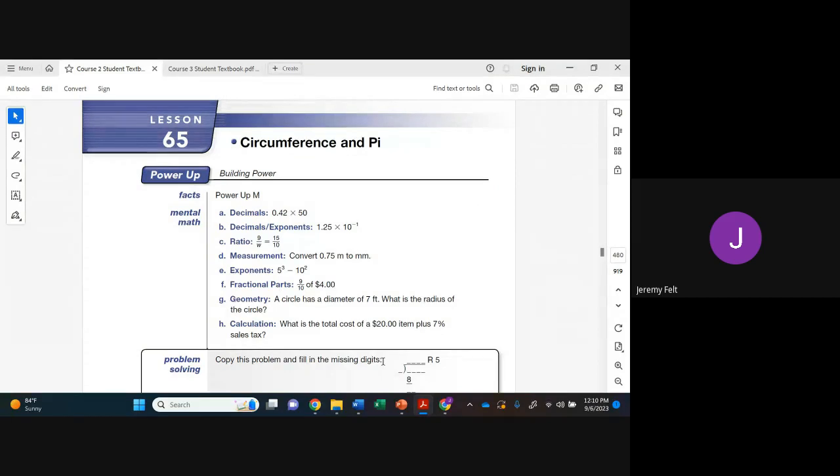So lesson 65, we're looking at circumference and pi. Circumference, again, when it's a circle, we don't say perimeter of a circle, we call it circumference. And so that's the distance all the way around our circle.